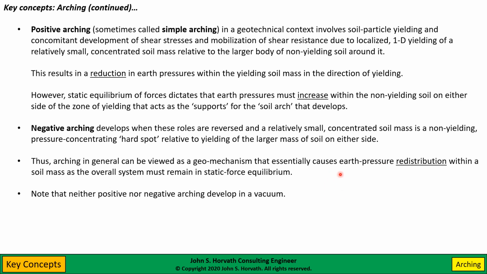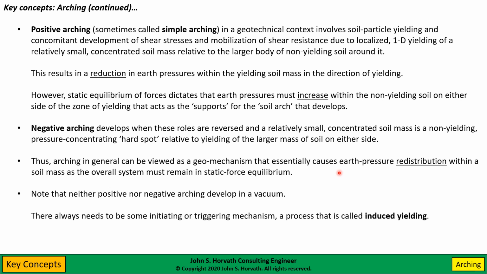Important to understand that neither positive nor negative arching can develop in a vacuum. It just doesn't happen by itself. There always has to be some sort of initiating or triggering or causative mechanism. In this presentation, I'll refer to it as induced yielding. So in the Terzaghi trapdoor problem, when one artificially lowers the trapdoor, that is now the triggering mechanism that is inducing yielding of the soil directly above the trapdoor.